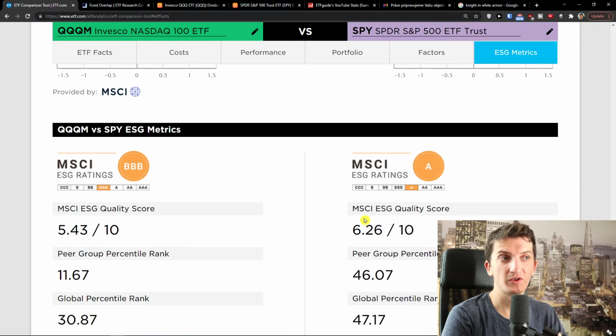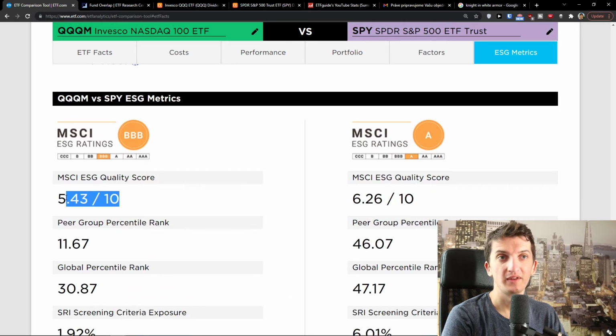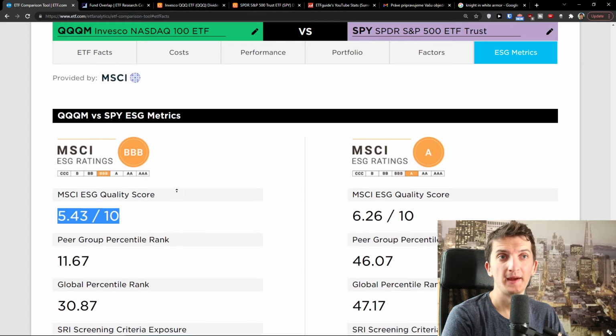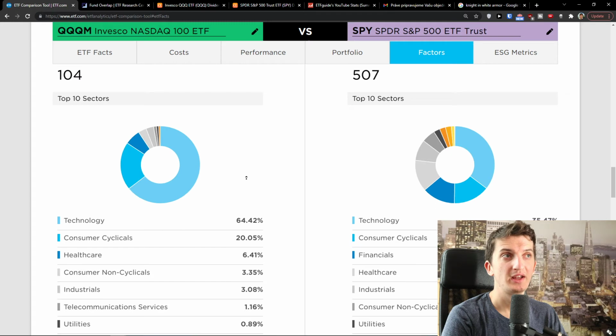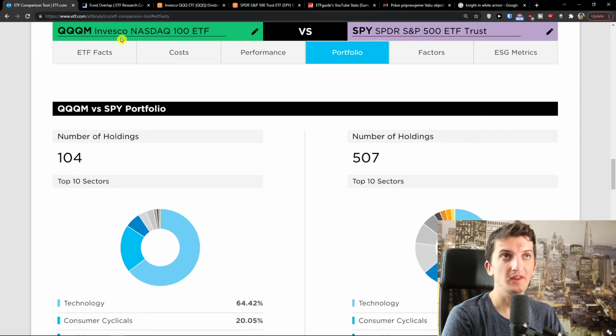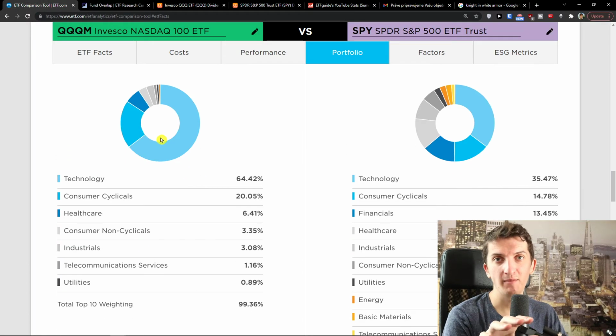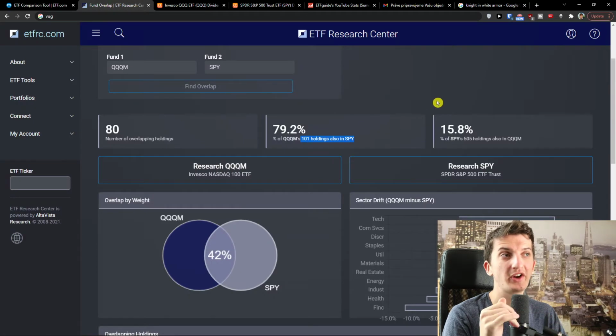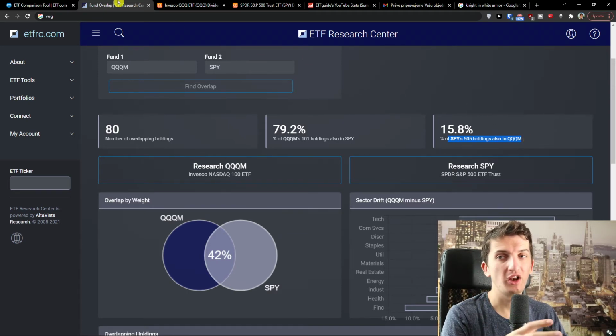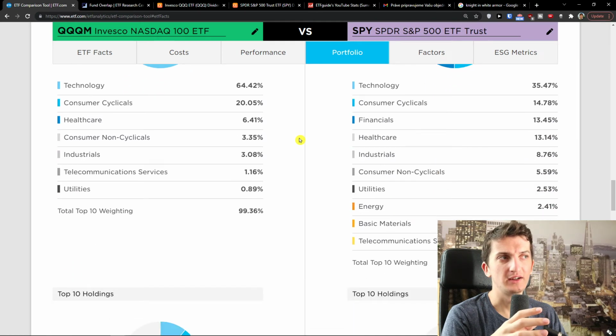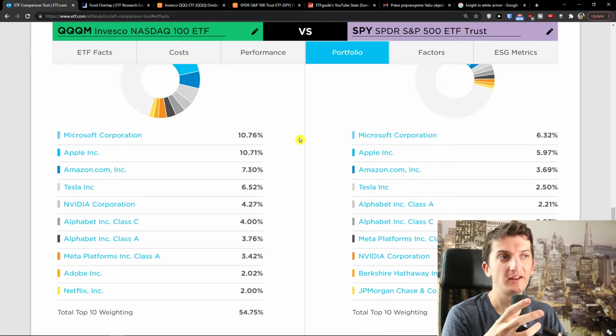Then you see also the quality score here, 6.26 out of 10, and 5.43 out of 10. So these are the numbers. Now when we go even further and check the fund overlap, we can see that 79.2% of QQQM's 100 holdings are also in SPY. So 80% of QQQM you will also find in SPY. On the other hand, only 15.8% of SPY's 505 holdings are also in QQQM. So you can see clearly that SPY is much more diversified.